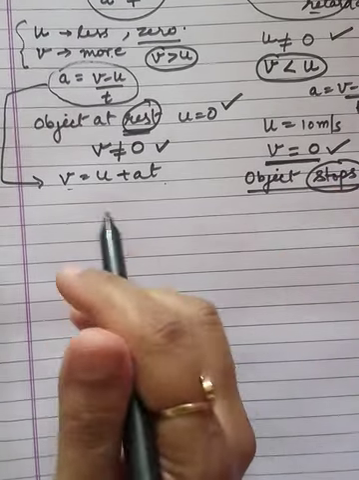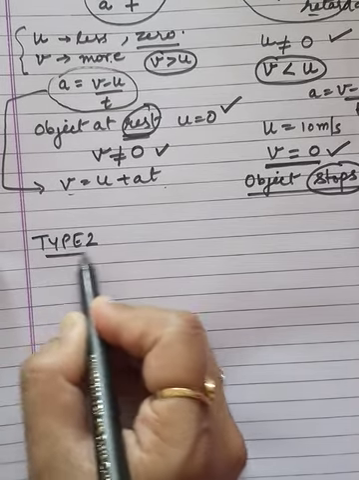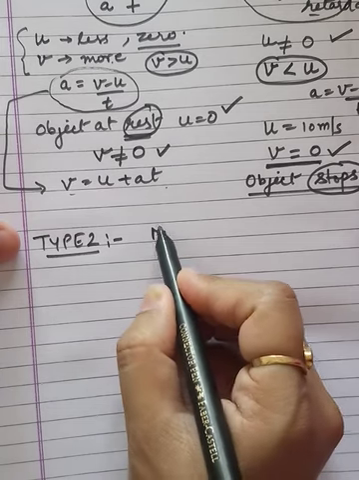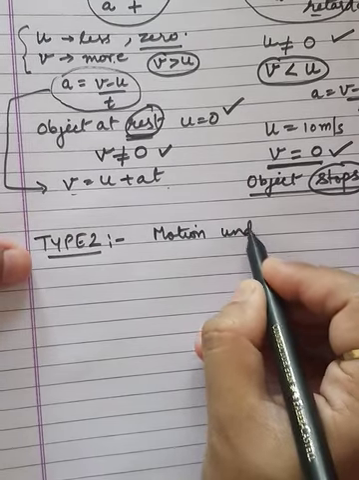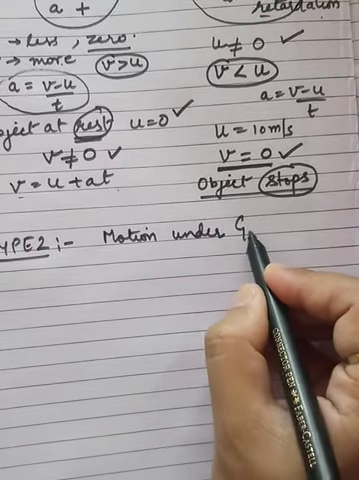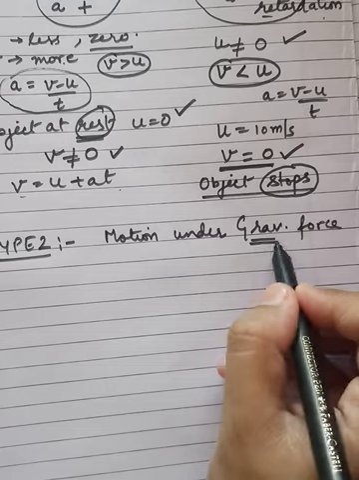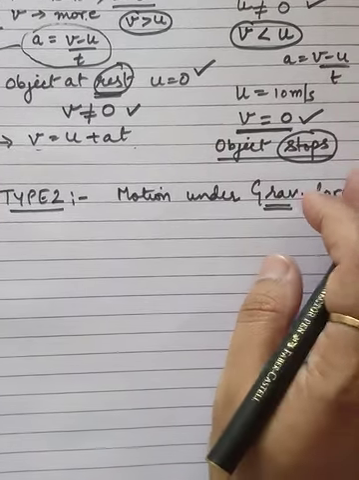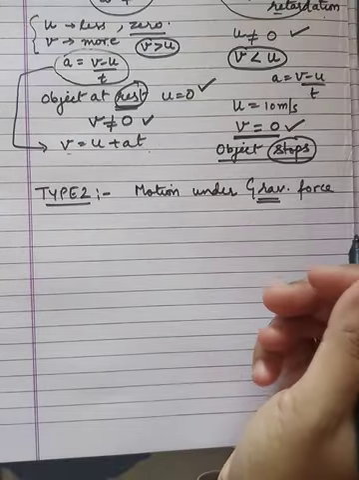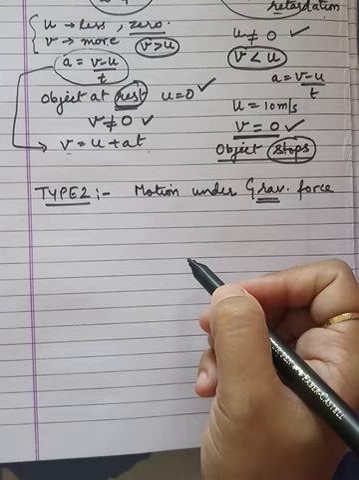Okay, so now in type 2 numericals, we are having motion under the gravitational force. Motion under the gravitational force. So gravitational force, we all know what is gravitational force. Under the influence of gravitational force, every object is attracted towards the earth.